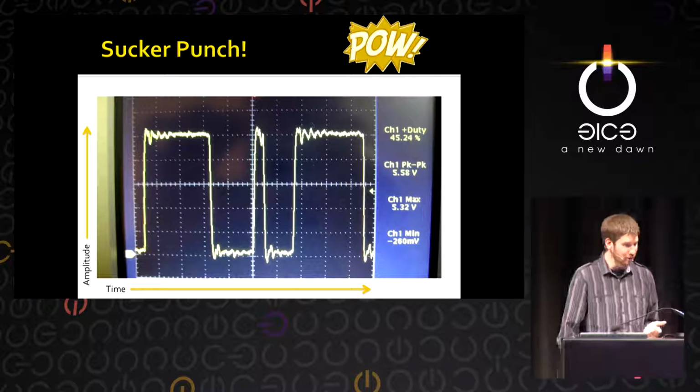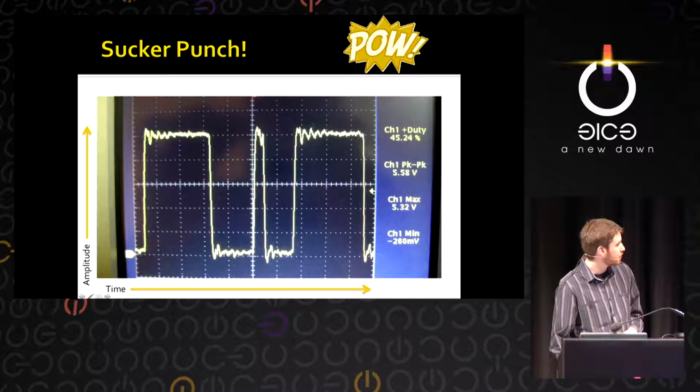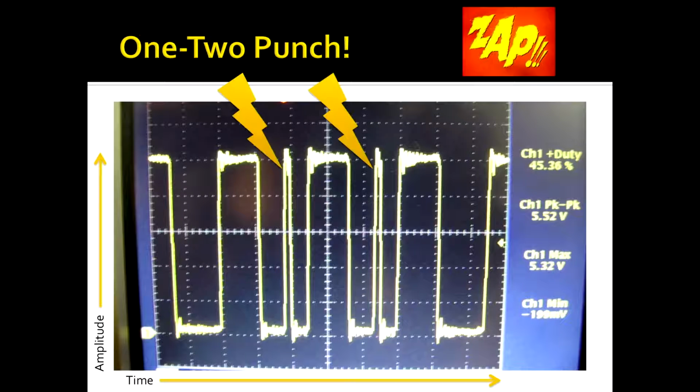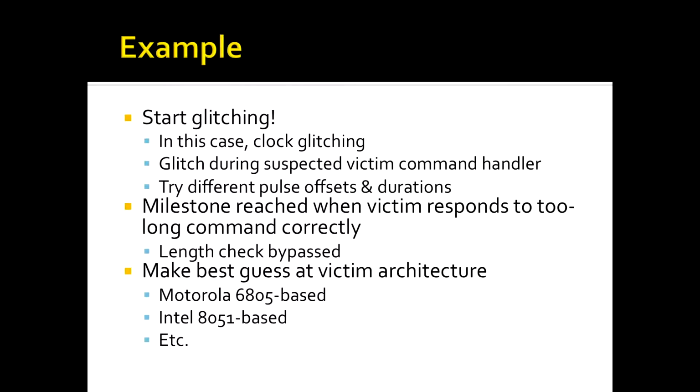This is what I call the sucker punch. This is a clock glitch where you see a quick pulse in time versus the normal speed of the device; this pulse wouldn't be here normally. You can do a 1-2 punch, which is simply two pulses one after another, and you can try any variation of this, 1, 2, 3, 4, 5 different periods. So this is clock glitching, and glitching during the suspected victim's command handler, where the victim would be accepting commands and checking the length of the packet.